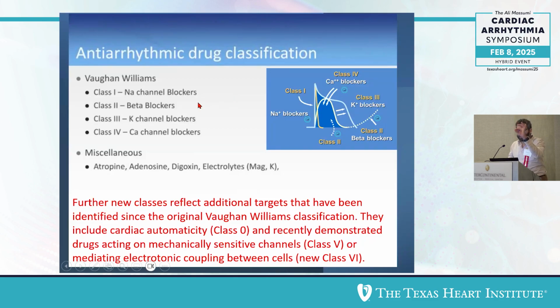Class 1 is sodium channel blockers. Class 2 are beta blockers. Class 3 is potassium blockers. Class 4 is the calcium channel blockers. This has been forever. Even when I was a fellow, this was the nomenclature.